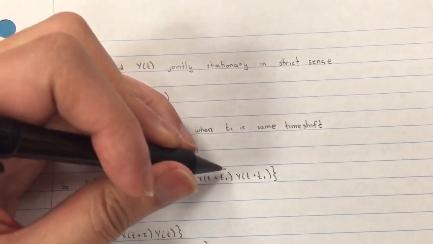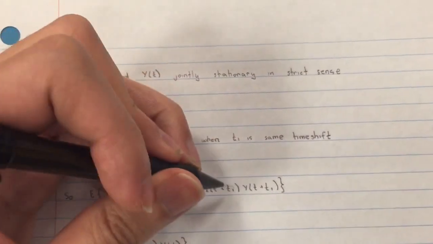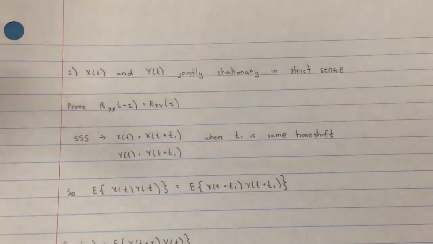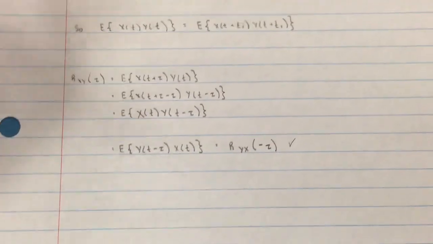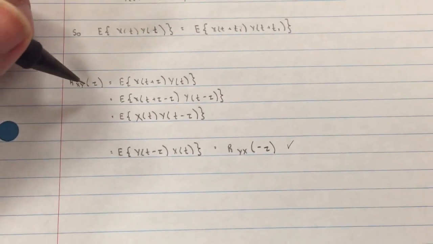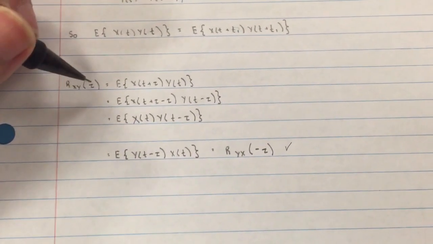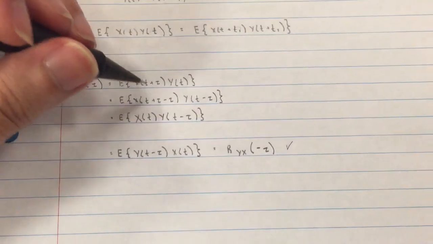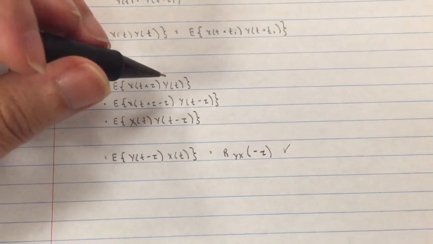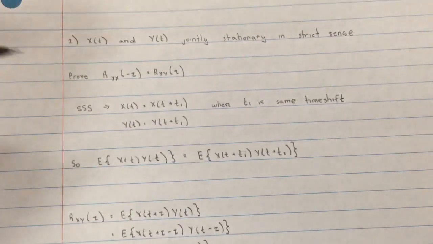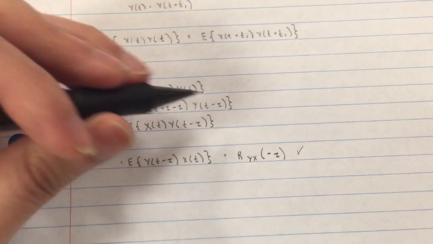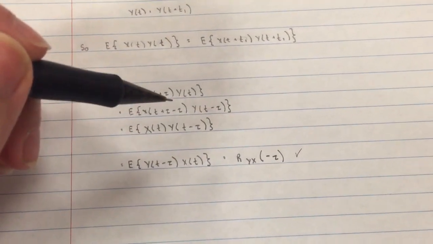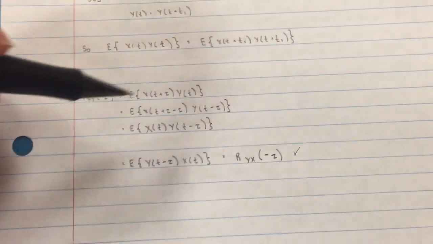It's also important to note that even though these time shifts must be the same, the t's don't have to be. So the initial position can be different, but just the time shift has to be identical. Applying this knowledge, R of x of y of tau is equal to the expected value of x of t plus tau times y of t. Because they are jointly stationary in the strict sense, we can add or subtract the same time shift tau, and this will still be equivalent.